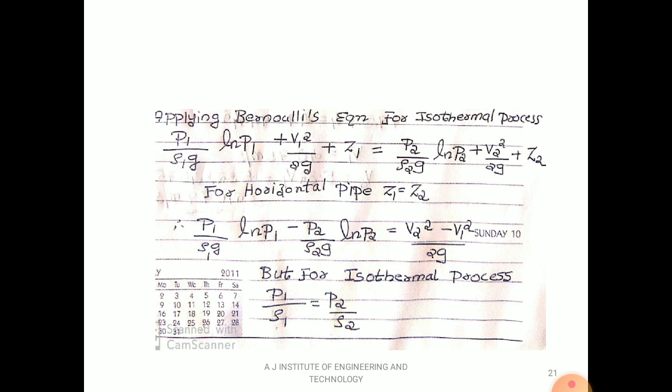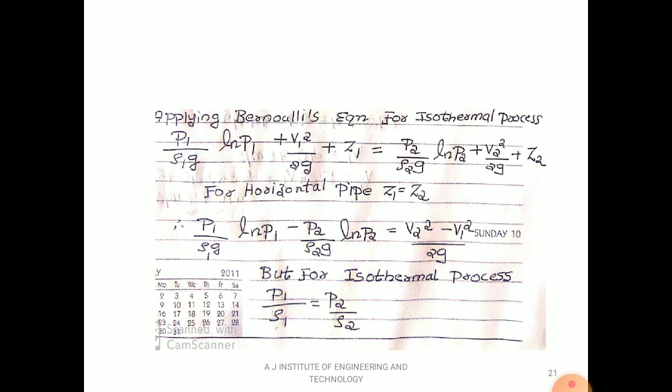So P1 by rho 1 g ln of P1 plus V1 square divided by 2g plus Z1 equal to P2 divided by rho 2 g into ln of P2 plus V2 square divided by 2g plus Z2. For a horizontal pipe, as I already told, Z1 equal to Z2, there is no elevation difference. This pipe is horizontal. So Z1 equal to Z2, that is Z2 minus Z1 or Z1 minus Z2 equal to 0. So just rearrange, take together the P1 by rho 1 g term and the P2 divided by rho 2 g term.